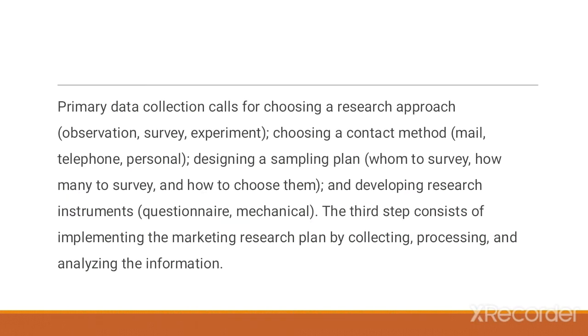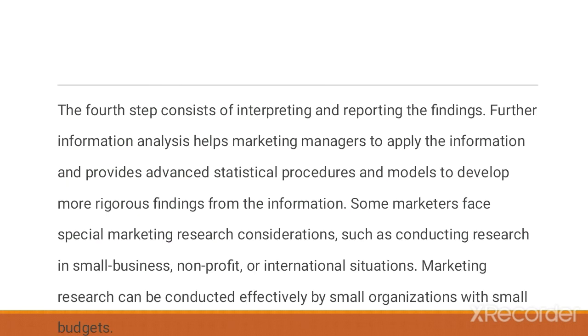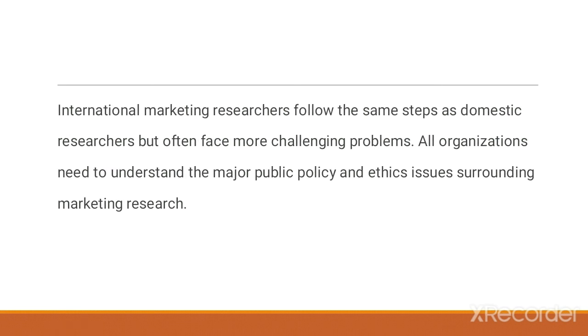Primary data collection calls for choosing a research approach: observation, survey, experiment; choosing a contact method: mail, telephone, personal; and designing a sampling plan: who to survey, how many to survey and how to choose them. The fourth step consists of interpreting and reporting findings. Further information analysis helps marketing managers to apply information and provides advanced statistical procedures and models to develop more rigorous findings from the information.